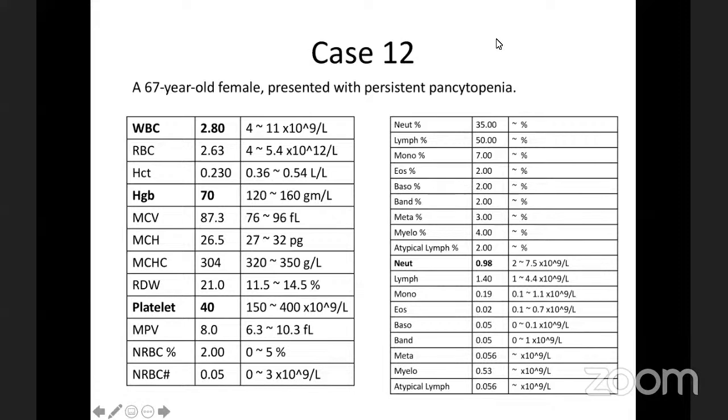Case 12. A 67 year old female presented with persistent pancytopenia. So in this case, we have leukopenia, anemia, and thrombocytopenia. We have nucleated RBCs. You have a neutropenia, absolute count is 0.98. So adult, 67, persistent pancytopenia.